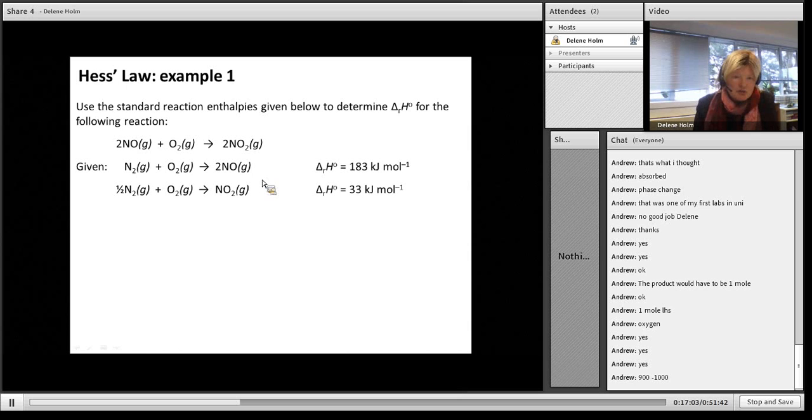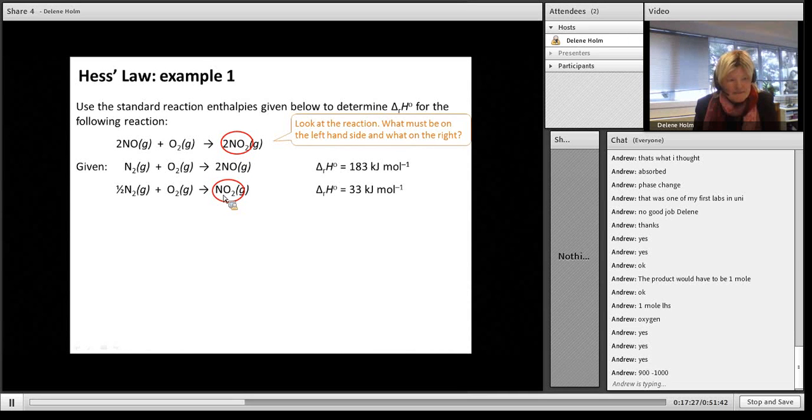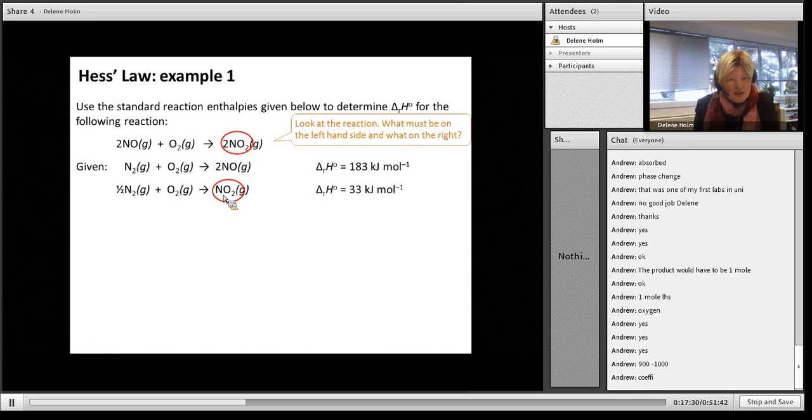And I'm given two equations. Okay, so the first thing you do is you look at the reaction, you go, well, okay, this is my final reaction, so I've got to have NO2 on the right hand side. Okay, and where's my NO2? It's also on the right hand side. What is different between these two NO2s? The coefficient, correct. So I'm going to need twice as many of this last equation, and I've got to double the 33 to make it match the 2 over there. Okay, so I was highlighting that.